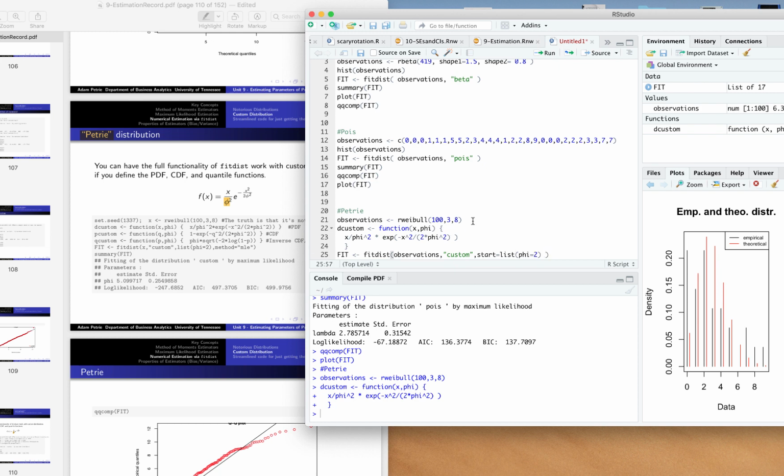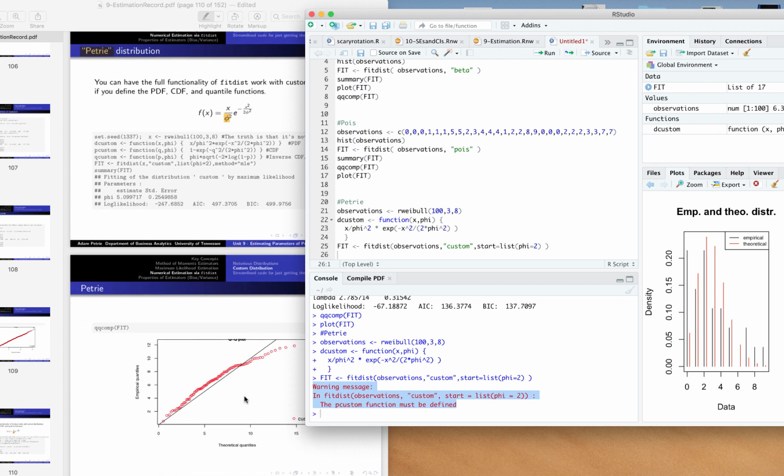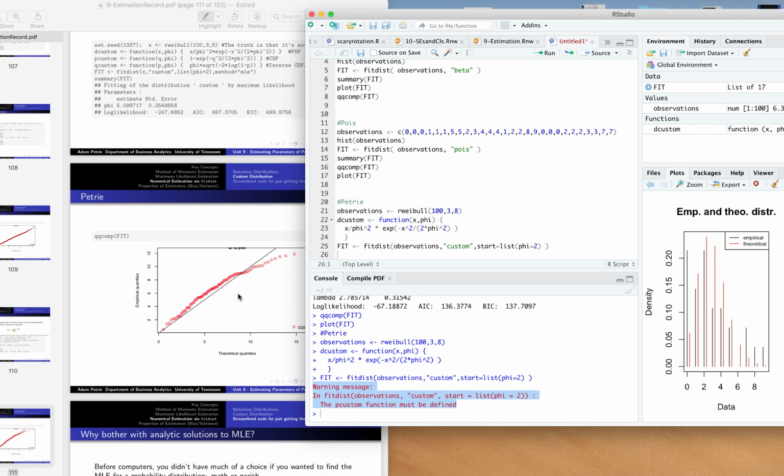Whenever we're dealing with a custom distribution, we'll have this additional argument start equals list, and in this list we put starting guesses for the parameters. So let's guess phi equals 2. It's always going to give a warning message saying this pCustom function must be defined, and we don't actually need that to get the MLE. That only comes into play when we want to make fancy diagnostic plots. So don't care for this case. I just want to know the MLE estimate.